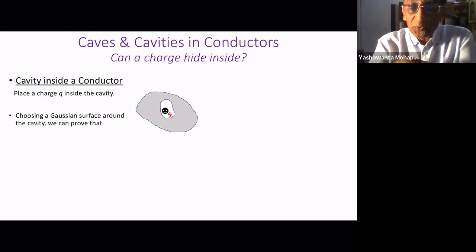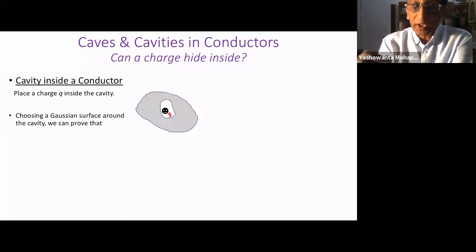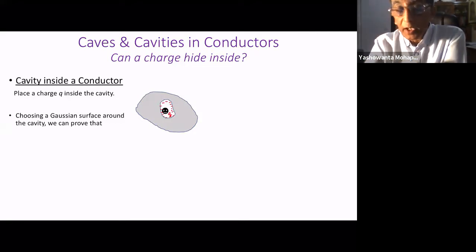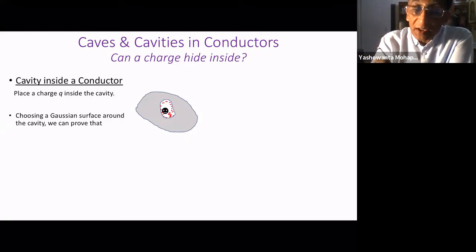So we can prove what we can prove. What will happen? Suppose the conductor is uncharged initially. If the cavity charge is plus, then it will induce a minus charge on the cavity wall. And what will happen to the outer surface? The surface will of course get plus charge.